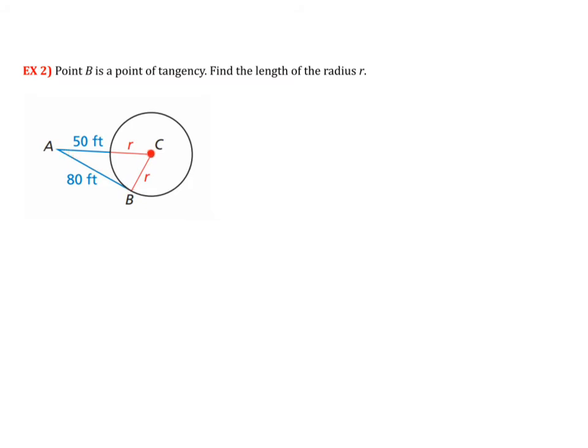First of all, this is a triangle. Now, what kind of triangle that is comes from the problem. The problem told us that point B is a point of tangency. Now, a point of tangency is where the tangent line intersects your circle. So if point B is a point of tangency, that means that AB, which intersects the circle at point B, is a tangent.